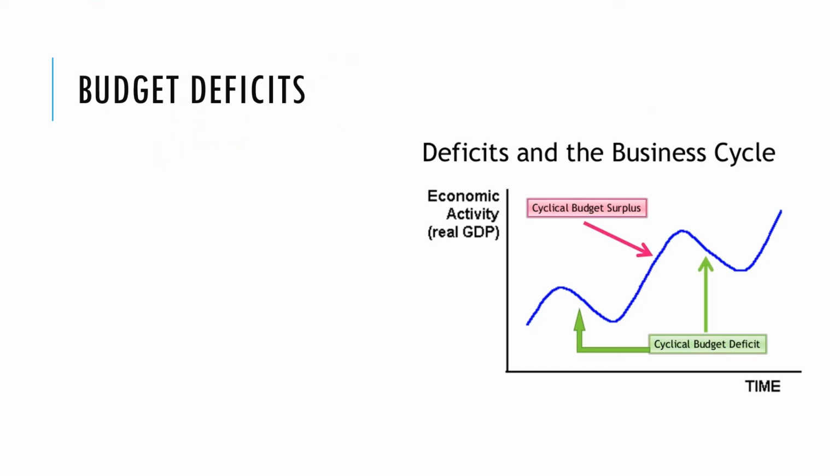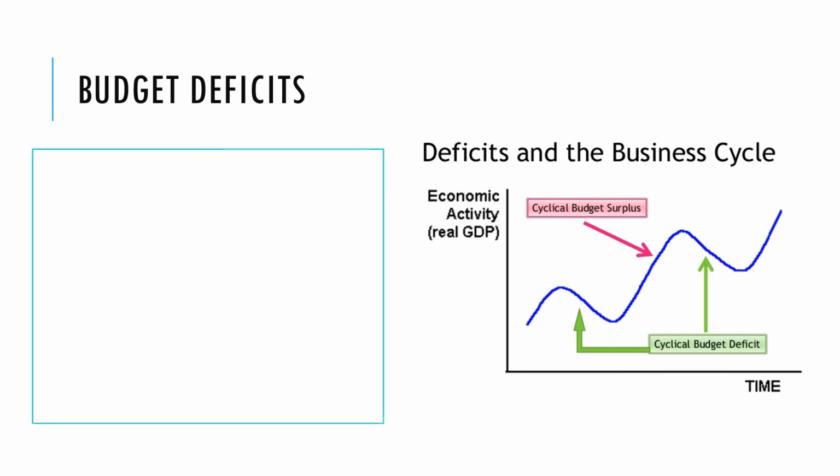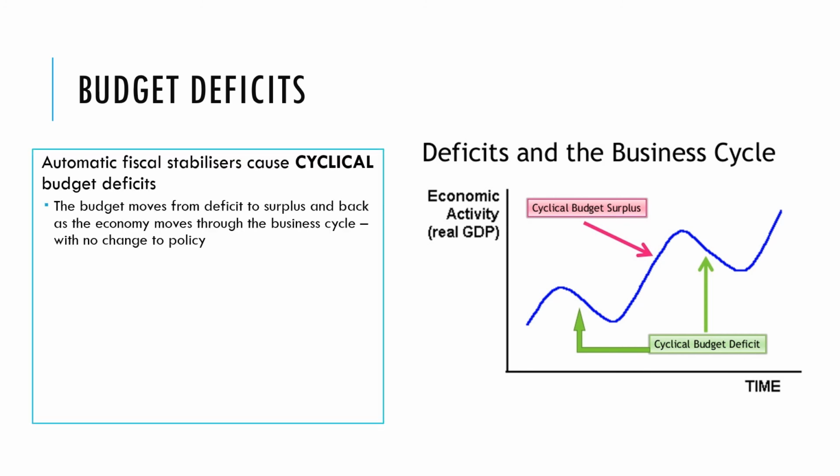And this gives rise to two types of budget deficit. The first one is a cyclical budget deficit. And that is where the budget deficit arises because the economy is in recession or slump. So at certain periods in time, we might expect a budget deficit because of the cycle within the economy. So we call these cyclical budget deficits. They're the ones that have been caused by the recession and where we use our previous surpluses.